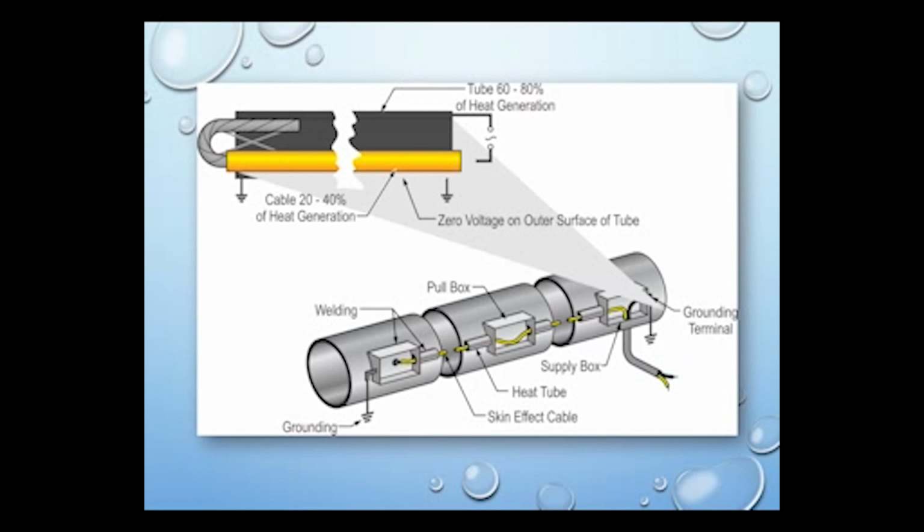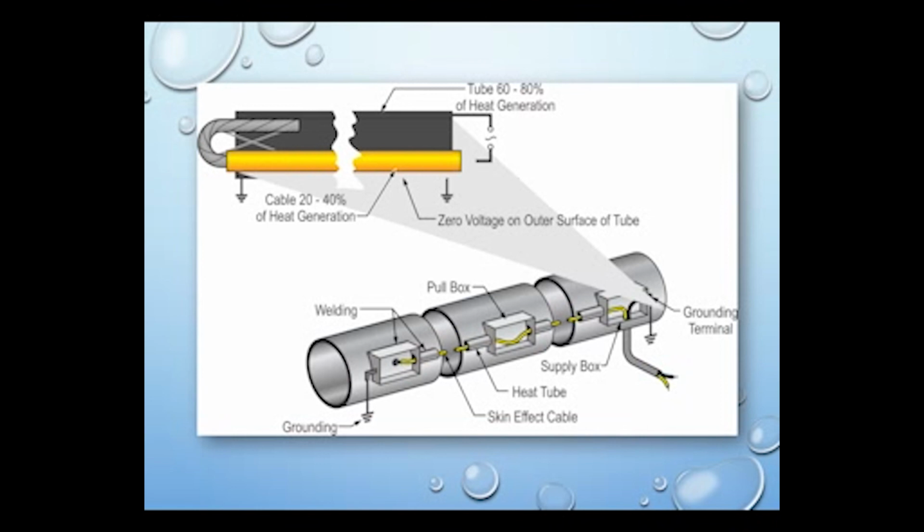Our last type of heat tracing is called skin effect heat tracing. It uses an electrical principle that current will only flow on the inside of a ferromagnetic tubing. This is used for pipelines running long distances, anywhere between 3 kilometers to 15 kilometers, and some manufacturers state that they can have systems running up to 25 kilometers.